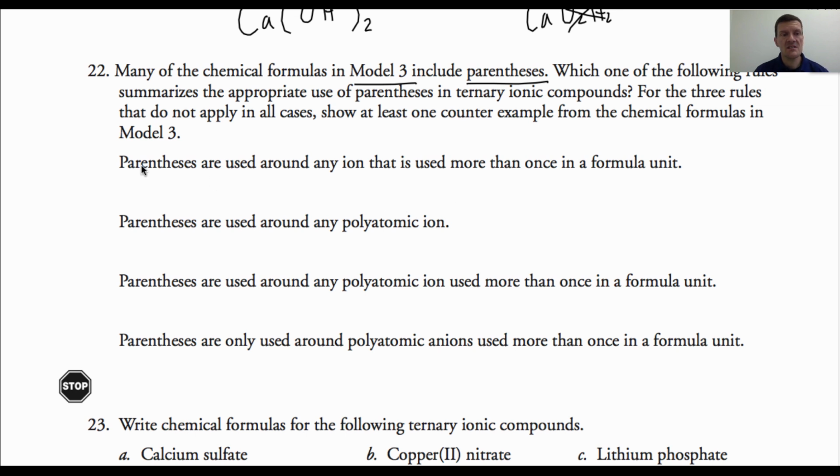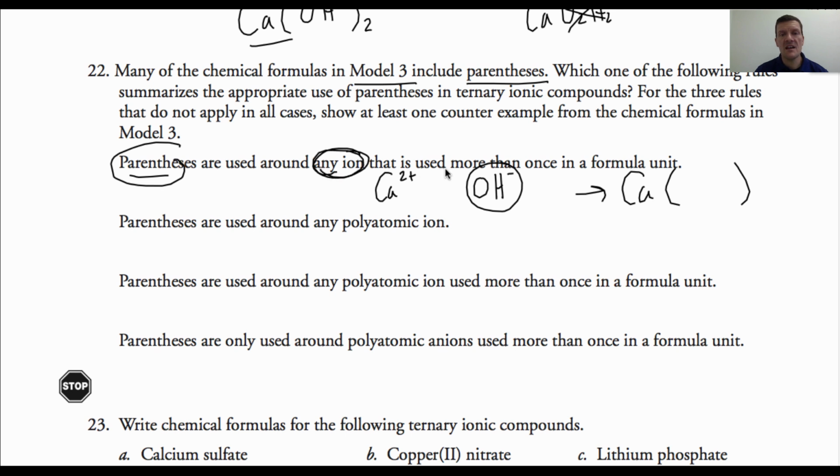Okay, what that says is if you have a formula unit and you are going to take that whole ion, like OH negative, and if you're going to have multiple, let's look at our example up here, calcium 2 plus. If you need multiple of these hydroxides, then yes, you have to write that in parentheses. Parentheses are used around any ion that is used more than once in a formula unit. This especially applies to polyatomic ions. Okay?